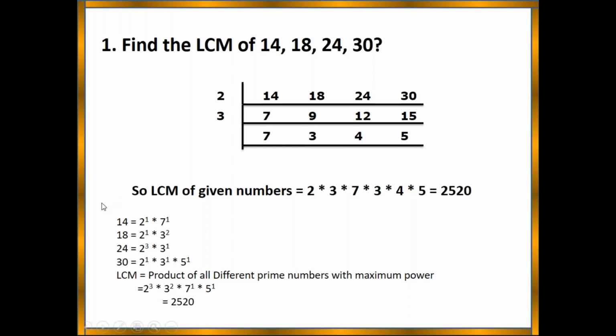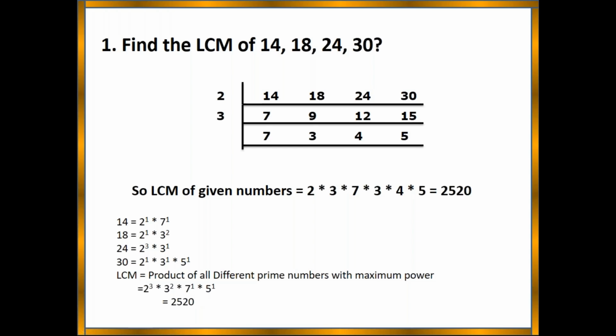Coming to 3: 3 power 1 here, 3 power 1 here, 3 power 2 here. So which one is the maximum power? We consider 3 power 2. Again 7 power 1 is there. We consider only 7 power 1 because there is no other, and 5 is also only one. That is the reason you have to take 5 power 1.